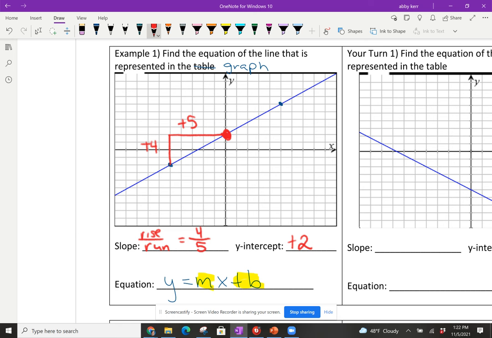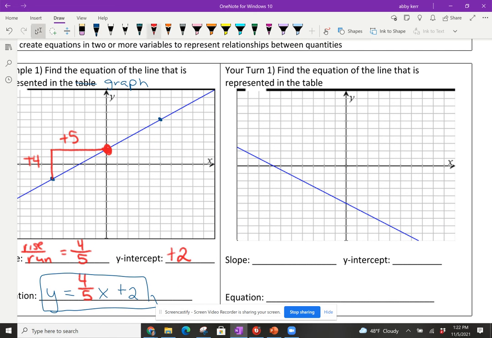Now we're going to replace this m with our slope, which we said was 4 over 5. And then we are going to replace this b with a plus 2. So then our equation is y equals 4 over 5x plus 2.